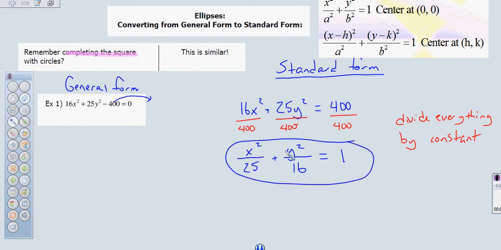We can see where our center is. So our center is located at 0, 0. We can see that our a squared is equal to 25, so therefore a equals 5. We can see that our b squared is equal to 16, so our b is equal to 4. And with those characteristics, we can start identifying our co-vertices and our vertices. We can use that to find our foci and so forth for this particular ellipse. Alright, so that's going from general form to standard form.